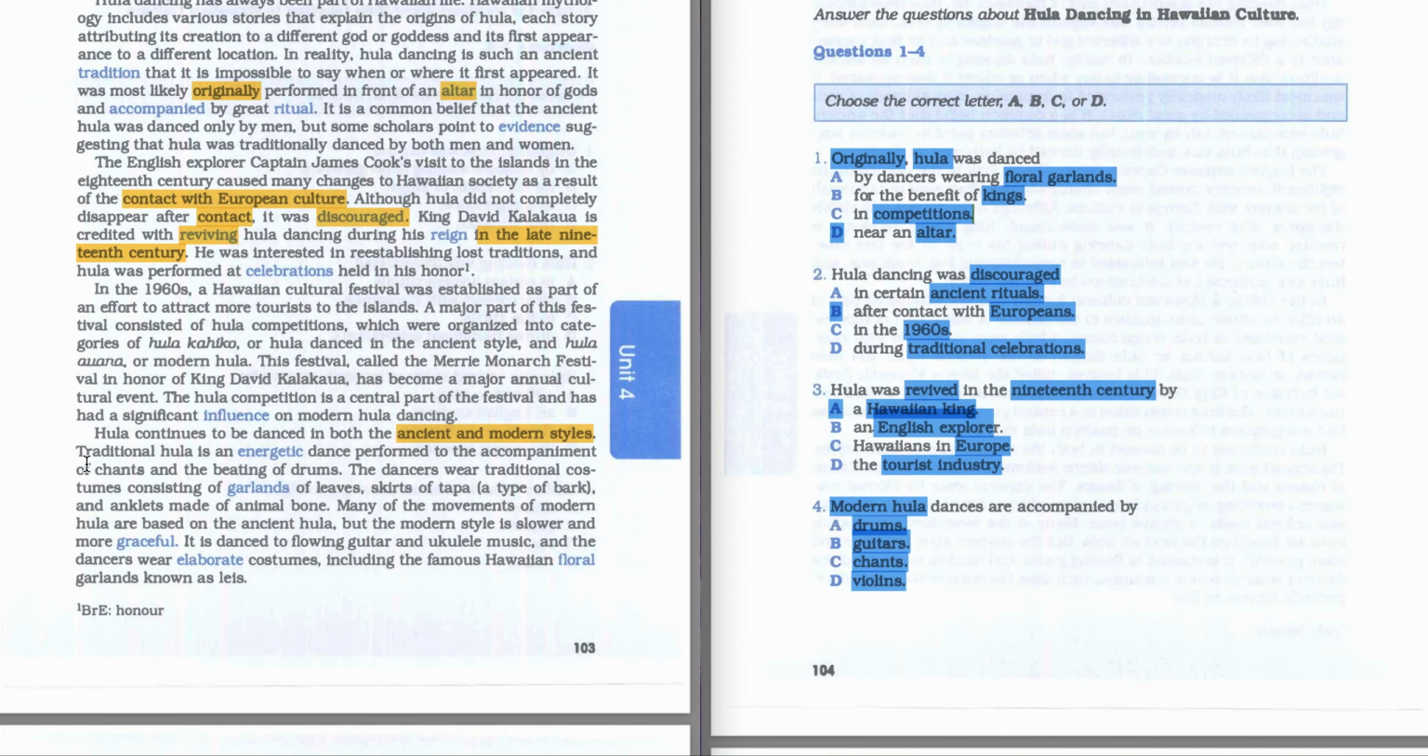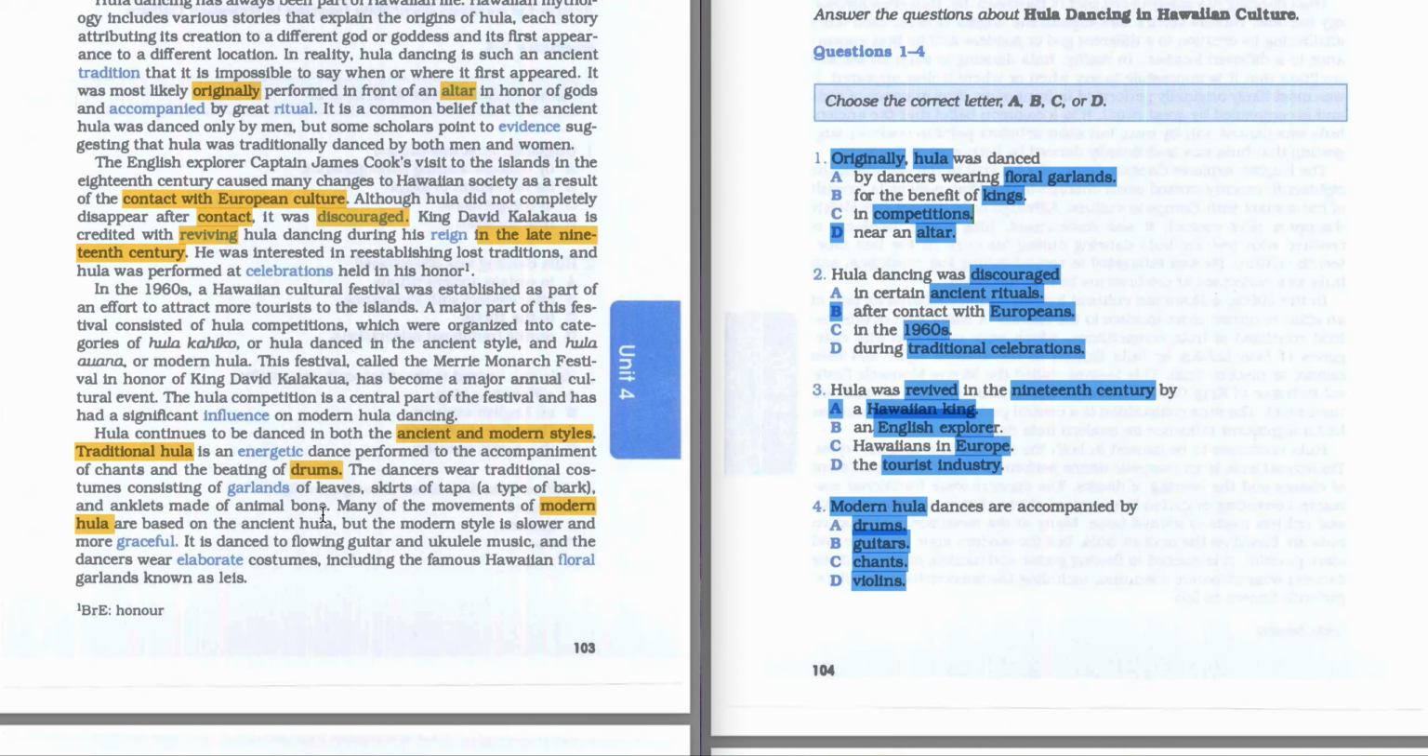So here it was traditional hula dancing, which is basically about the beginning of this dancing, and it was accompanied by the drums, but it's a traditional one. But what about nowadays? What about modern hula dancing? Let's scan further, and here is our keyword from question 4.